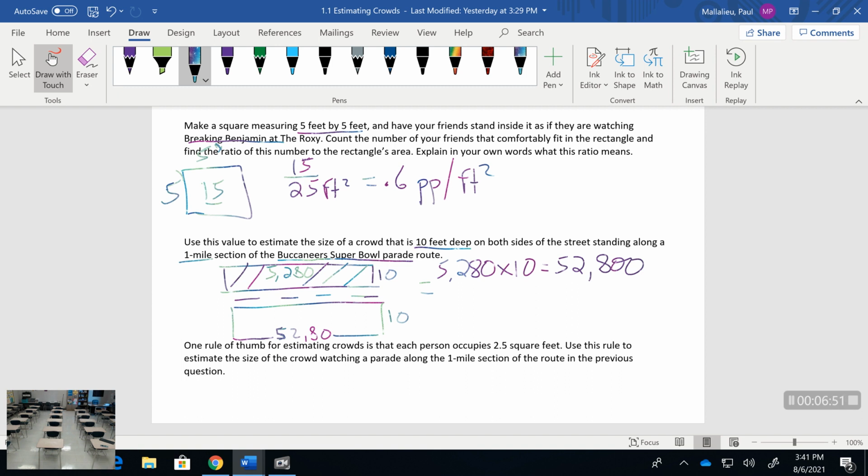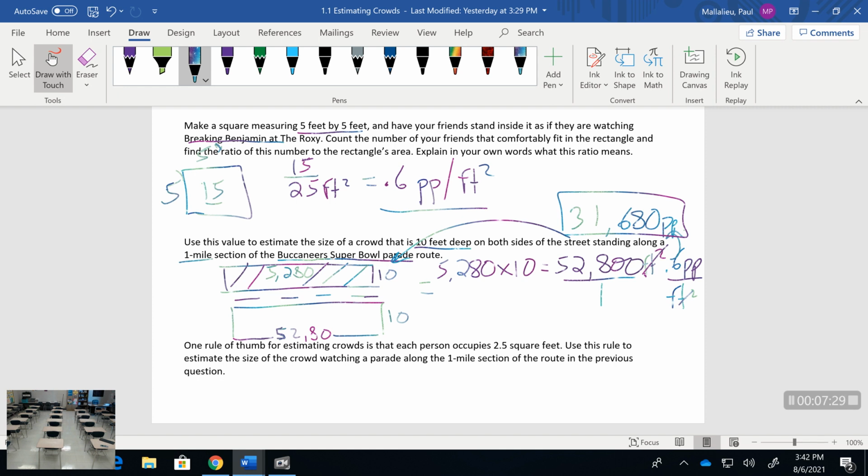So if we take our ratio, this was the one we came up with, that may or may not be accurate, we multiplied that or set it up as a ratio, so this would be over 1 times our 0.6 people over feet squared, and this was square feet. All right, so we're doing 52,800 times 0.6. When we do 52,800 times 0.6, that would leave us with 31,680 people. All right, and that's on one side of the street.